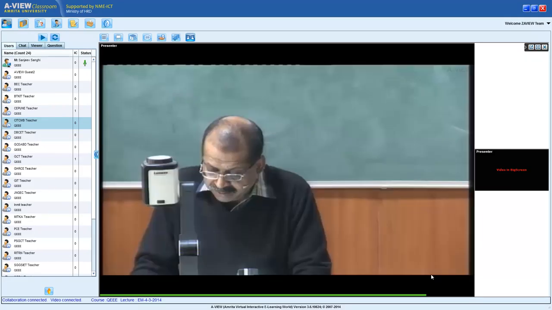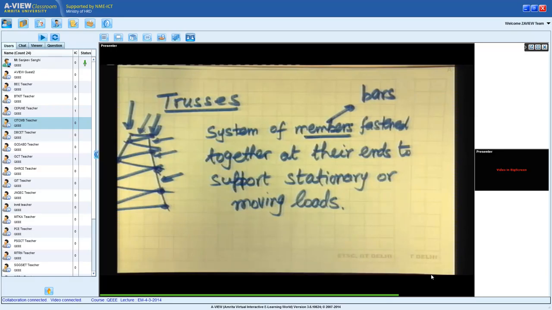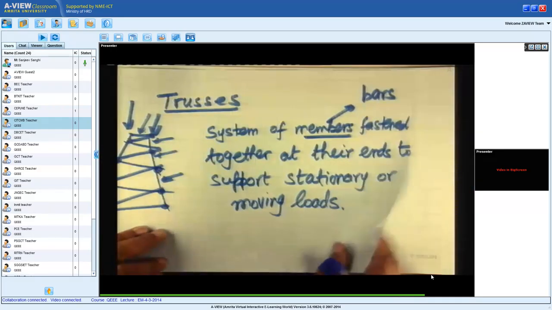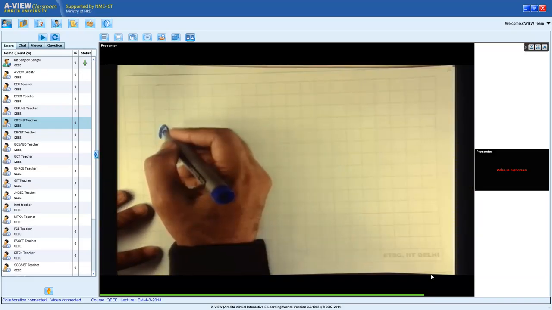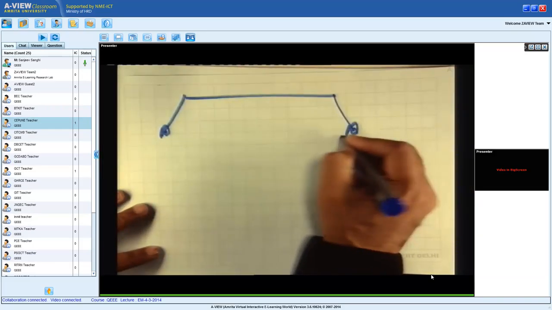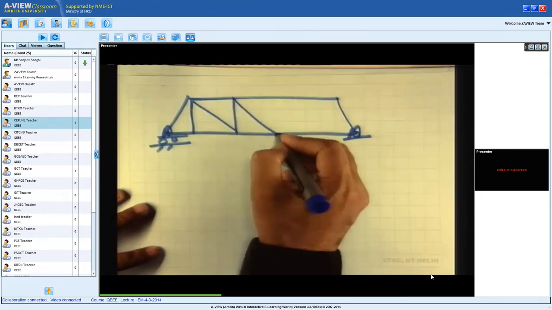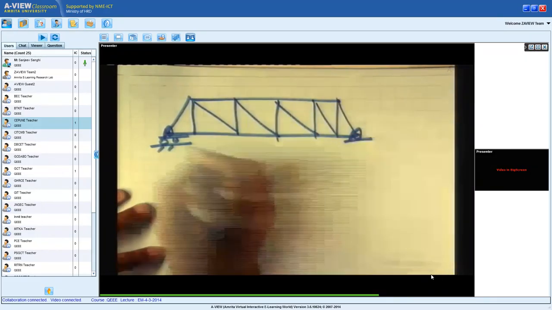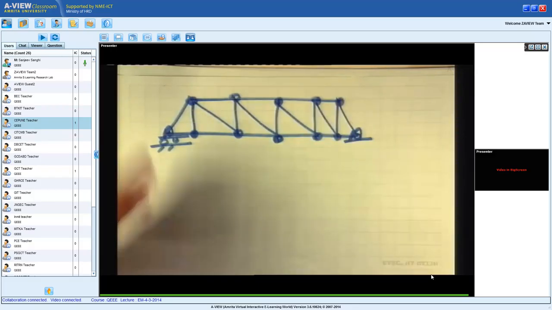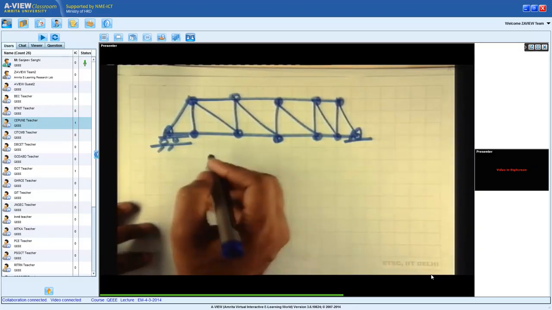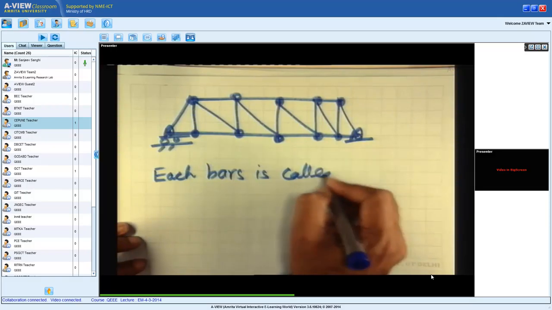Most of these members will be slender bars, bars which are thin. In a truss type of structure, you will also see it at the end of a bridge, a structure like this. On one end you'll have it like this, and then you have these different members which are connected. Each of these bars is connected to the others at the ends, and each bar is called a member.